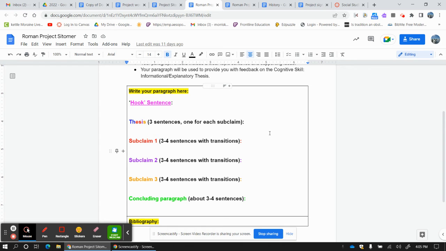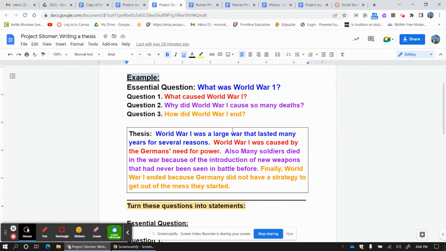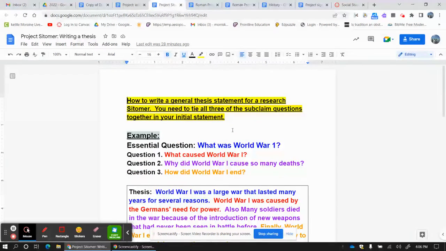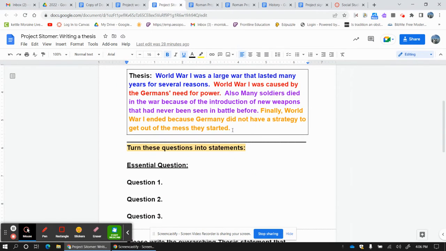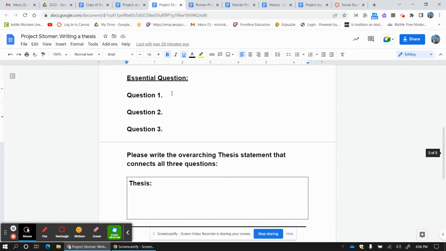Notice the sentence starters I've given you. Notice the transitions you've used. Use those, okay? Now, as far as the hook in the thesis, me, Alan, and Doug have some work to do. And if you're by yourself, you are going to be doing this work. Remember when we did this in class? How to write a general thesis? Well, you are going to do this for your new paper, your Sitomer. Don't worry about the essential question. I would have helped you by now.